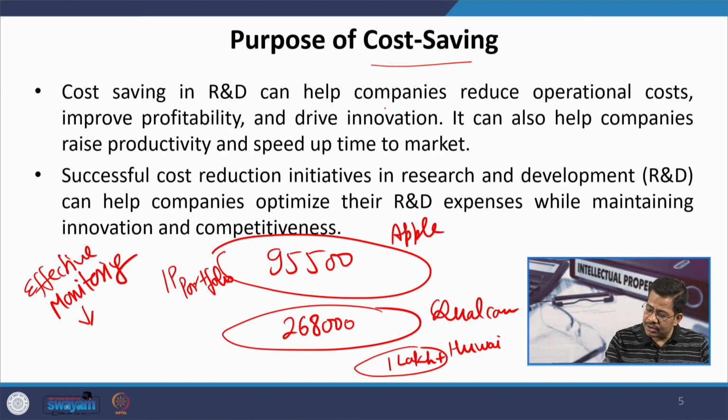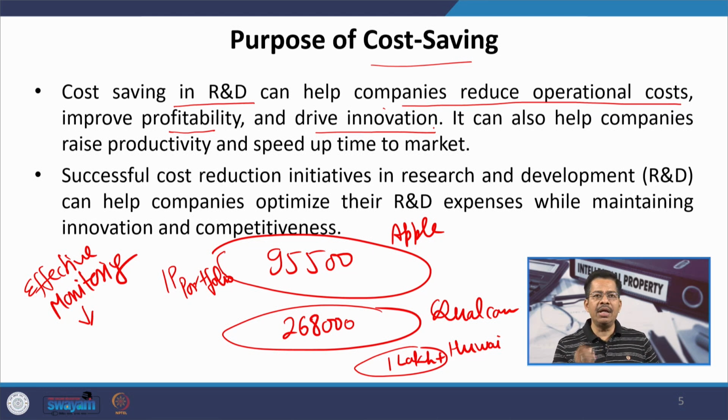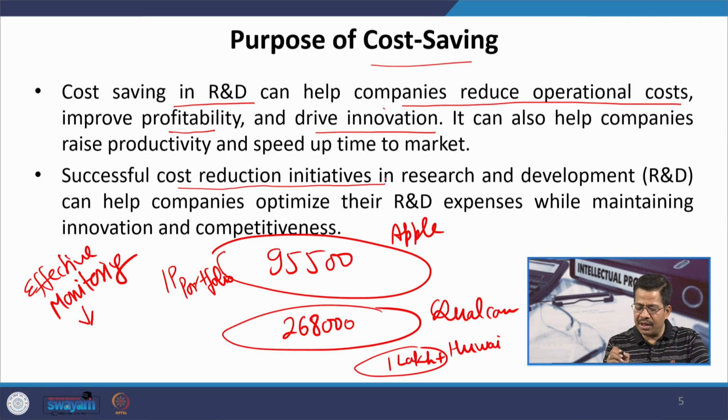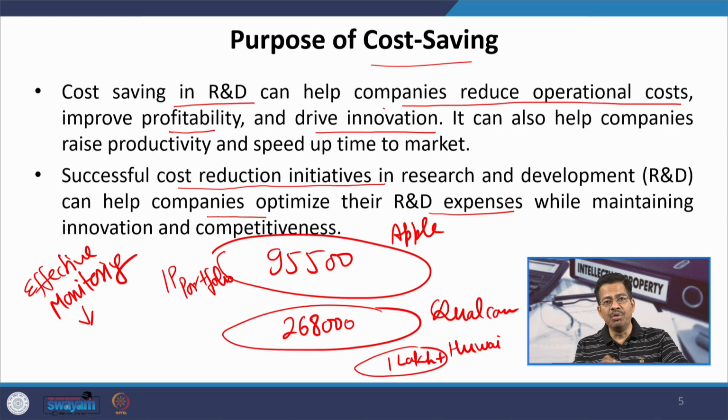So, when we see that cost saving in R&D can help companies reduce operational cost, improve profitability and drive innovations, because continuously spending money for the sake of R&D is not a wise idea. But you also need to see that when I am doing R&D activities, how I can have more profitability, how I can use this money for driving innovations which can give me higher returns. Successful cost reduction initiatives in R&D can help companies optimize their R&D expenses. They may do more projects.